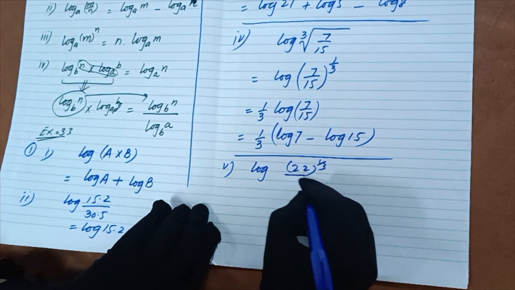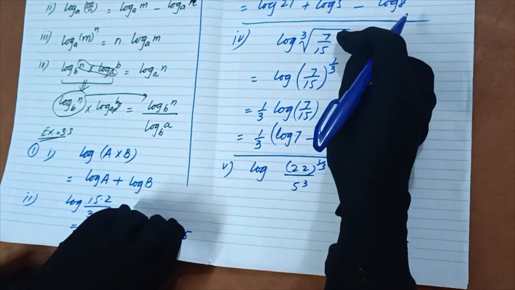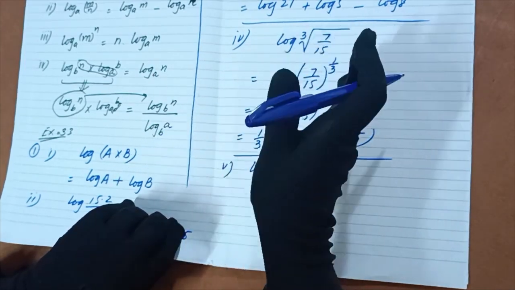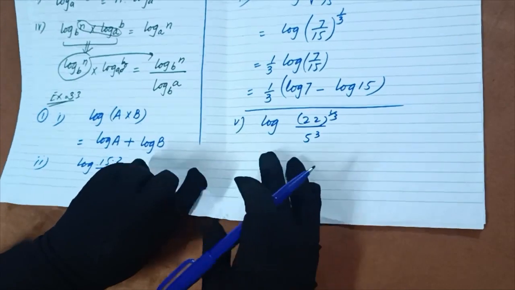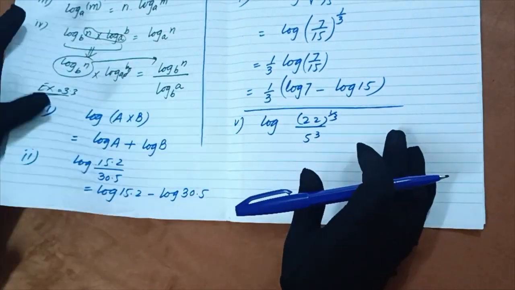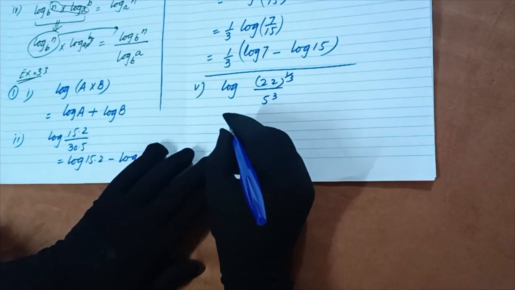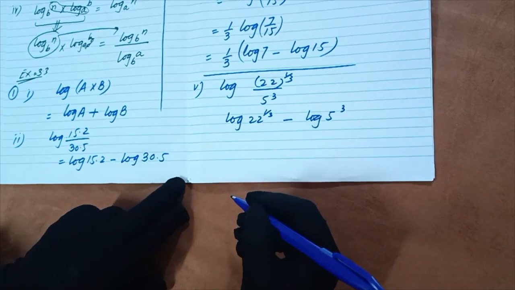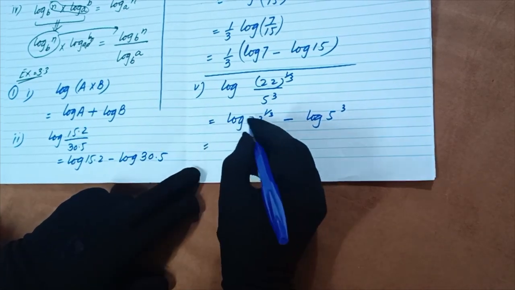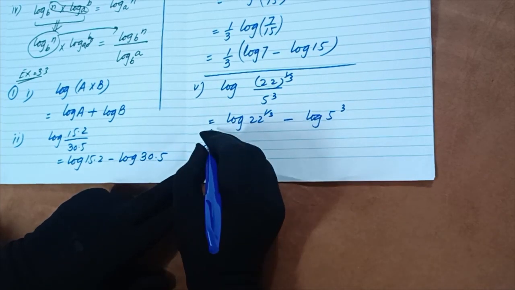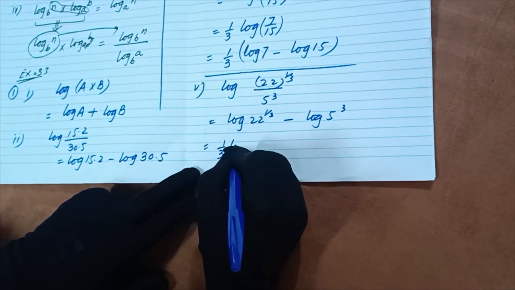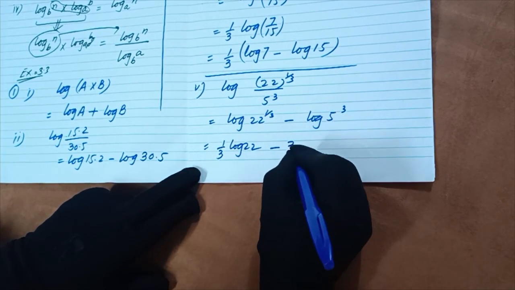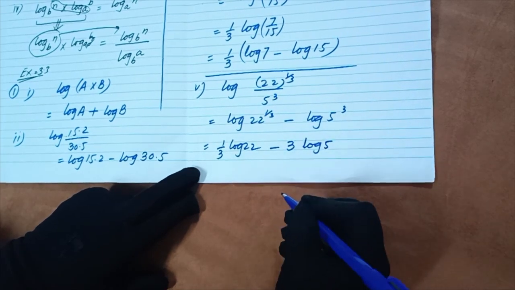Next number is log 22 cube root over 5 cube. Here the number was under one root, one combined power. That's why the combined power came in the start. Now the numbers have separate powers. So what we will do now is write log of numerator minus log of denominator, each with its power. The numerator's power will be multiplied in its start. So 1 by 3 log of 22, and this power will be written in its start, multiplied with log of 5. It's okay.